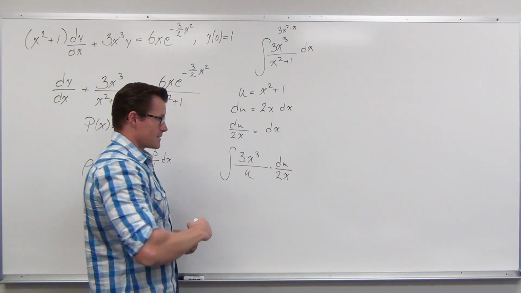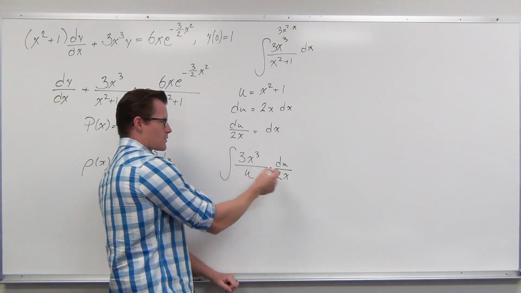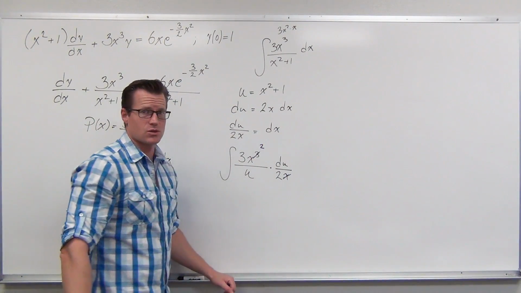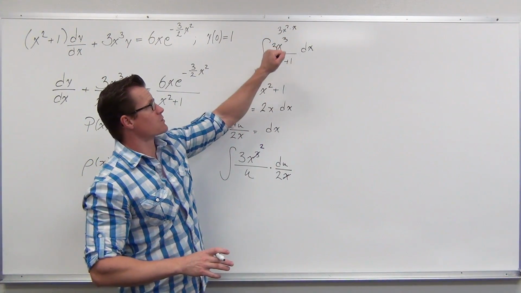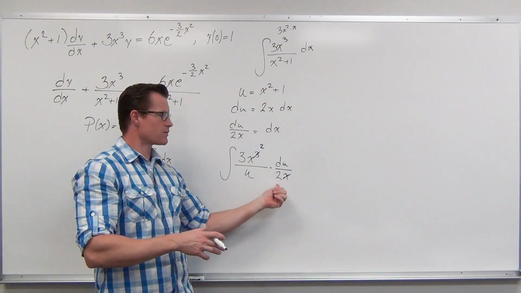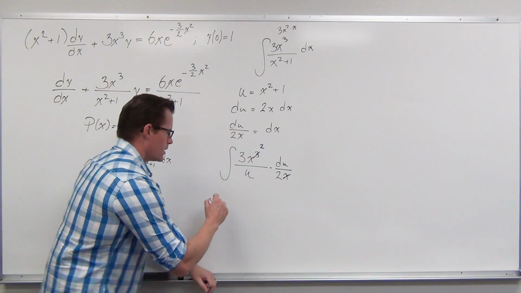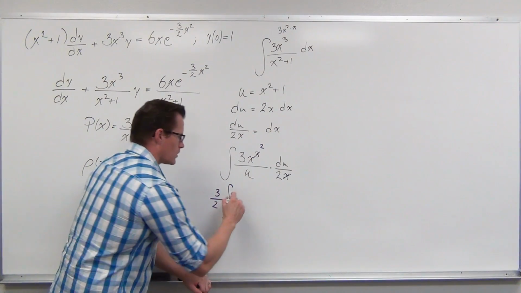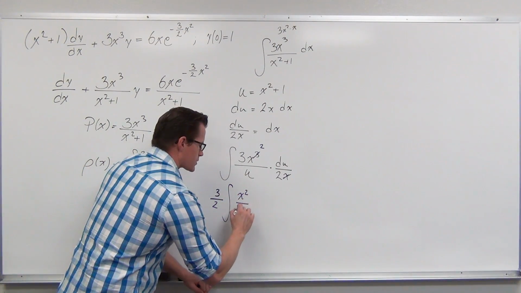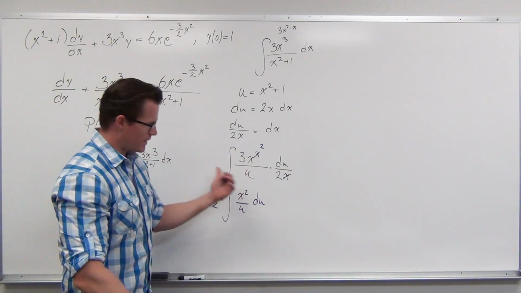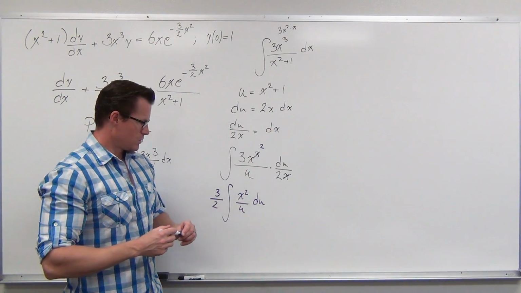When we look at this, we know that we could pull out the 3 halves, but x is going to cancel with x cubed and leave you x squared. So whether you write that as 3x squared times x and just substitute, get du over 2, here's our du over 2. It's going to work the same way. So we have a 3 halves integral of x squared over u du. We pull out the 3 halves, cancel one of the x's, we get an x squared over u du.